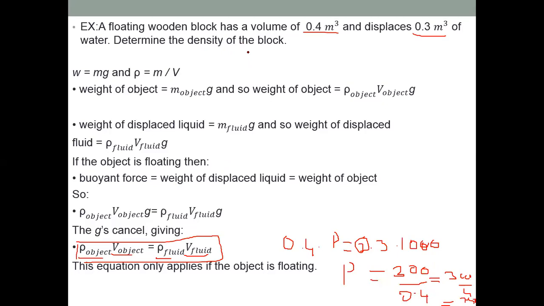You know that the volume of the object is 0.4 over here. The volume of the water is given as 0.3 over here. You know the density of water is 1000 kilogram per meter cube. When you apply the formula, you are going to see the wooden block has a density of 750 kilogram per meter cube.